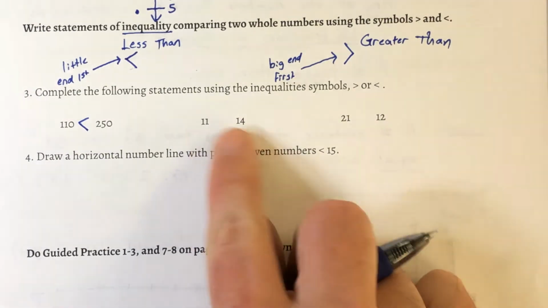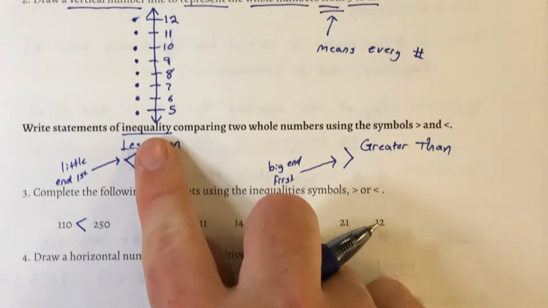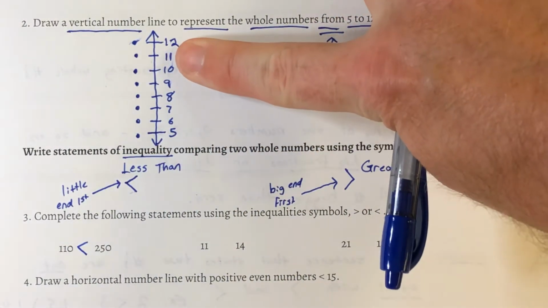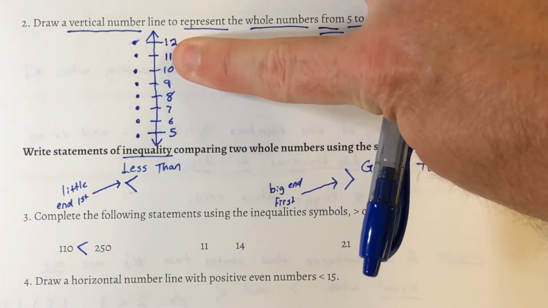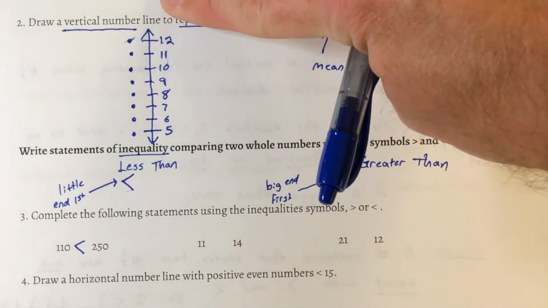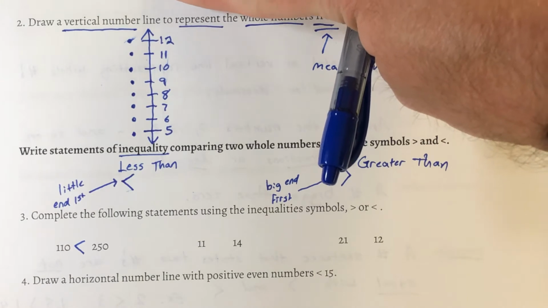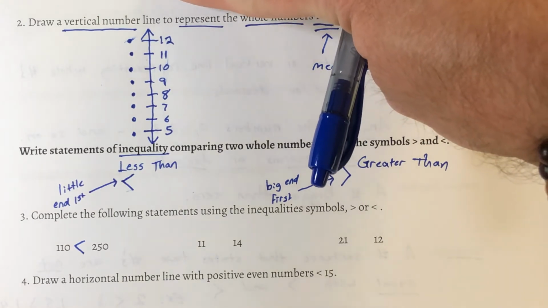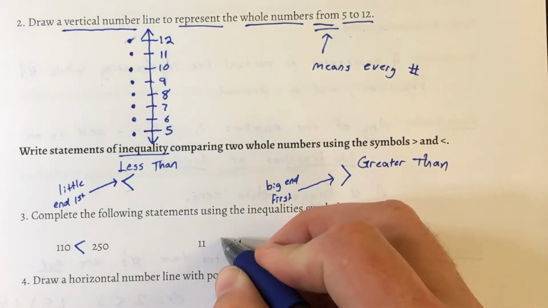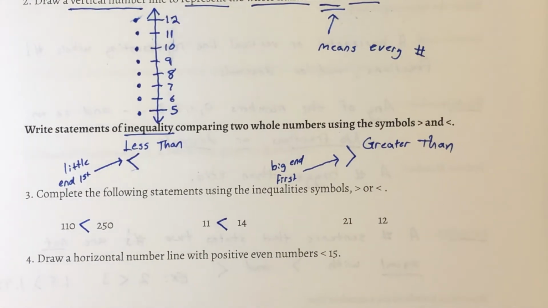Our next one, 11 and 14. Let's think of it as a vertical number line, since I have at least one of those numbers right here. 11 would be right here on this vertical number line. 14, where would it be? It would be up here, and as you go up on vertical number lines, the numbers are larger. So that means 14 is larger, 11 is smaller. So we're going to say 11 is less than 14. So same symbol as before.